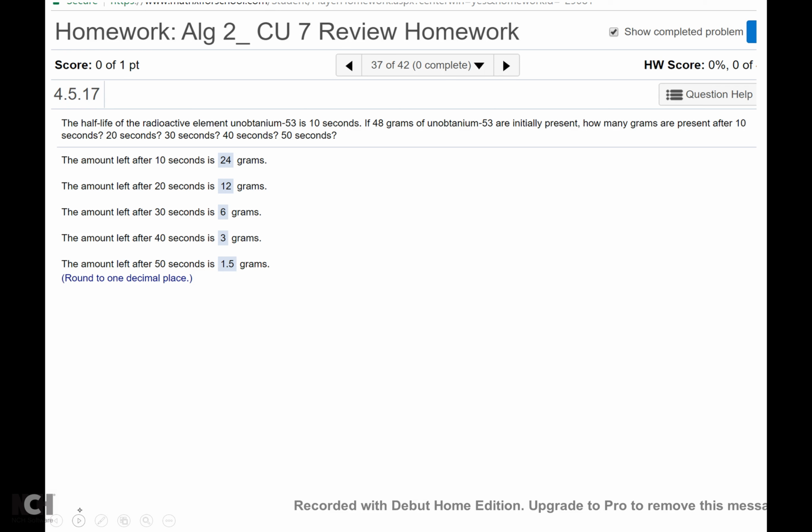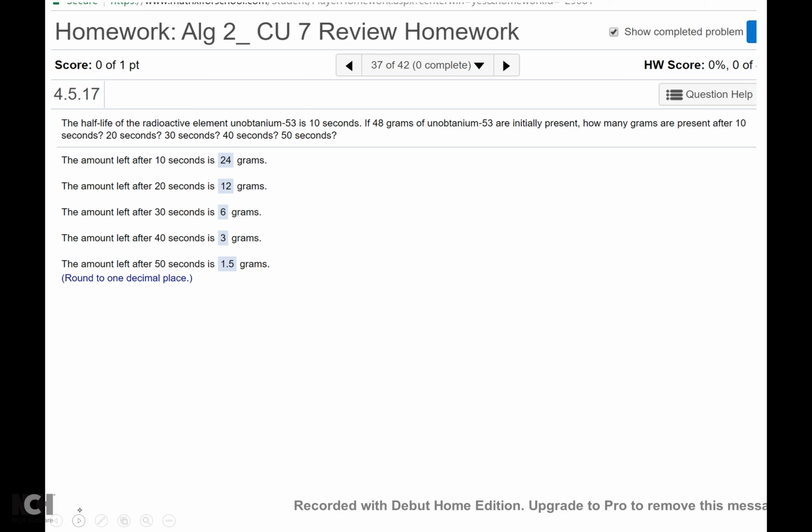Alright, the half-life of a radioactive element is 10 seconds. If 48 grams of that stuff is initially present, how many grams are present after 10 seconds, 20 seconds, 30 seconds, 40 seconds, and 50 seconds?